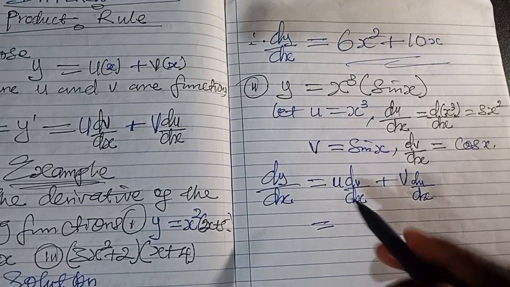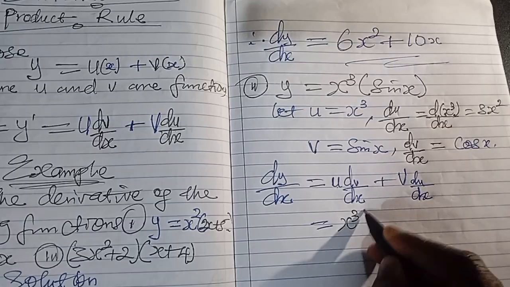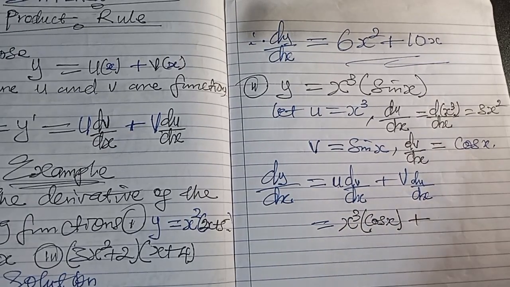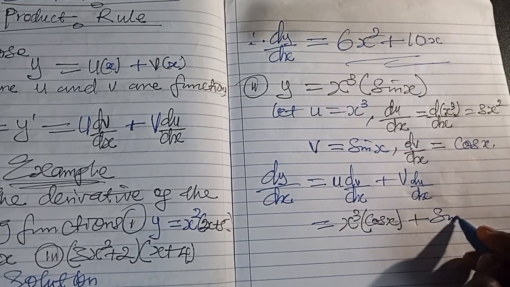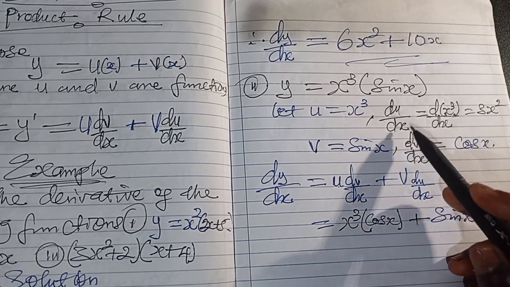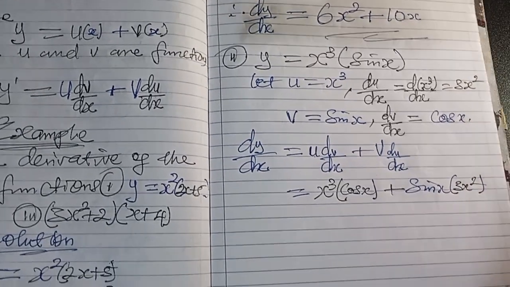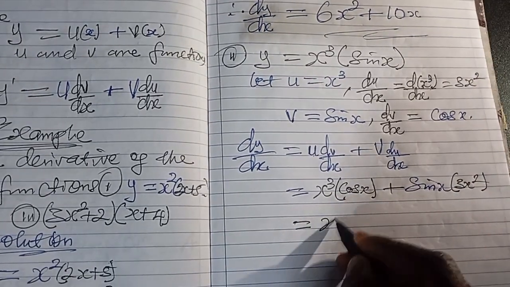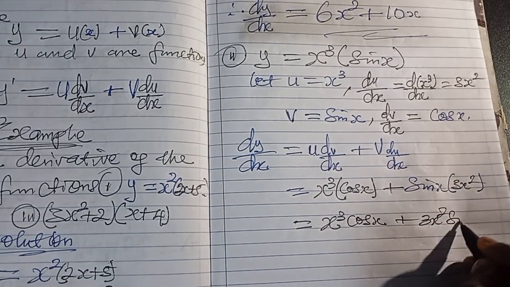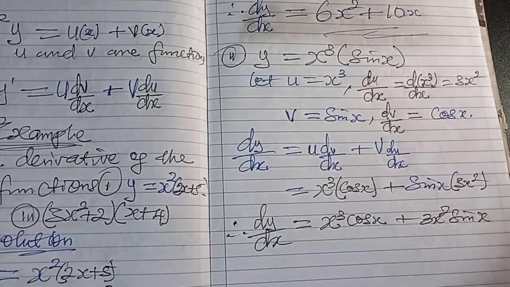Substituting, what is the value of u here? U is x cubed multiplied by dv dx, see it here, cos x, plus, what is v? Sine x multiplied by du dx. Where is our du dx? That is 3x raised to power 2. So open the bracket, you will have x cubed cos x plus 3x squared sine x. So that is your dy dx. Alright.